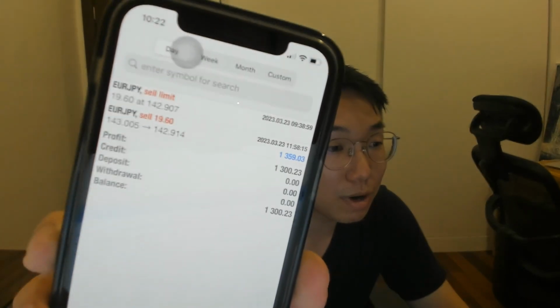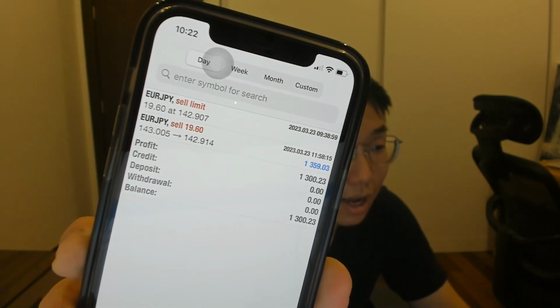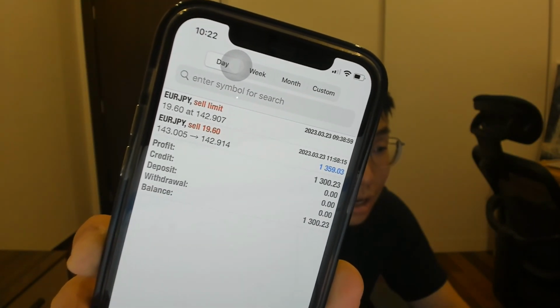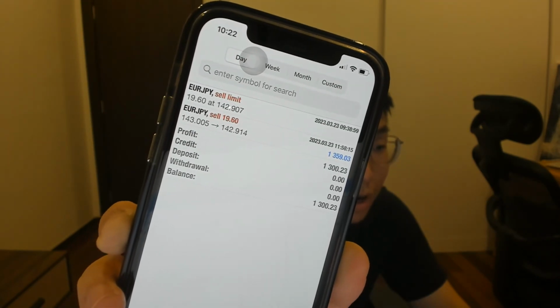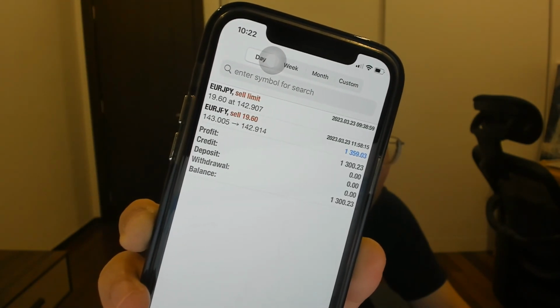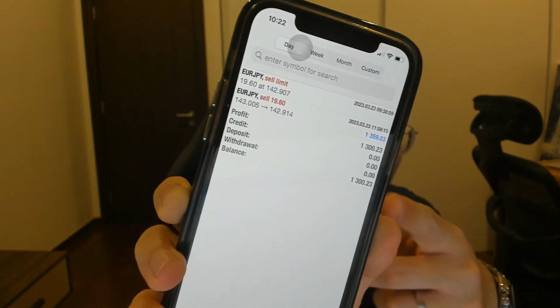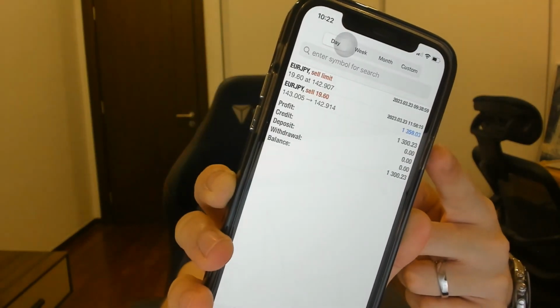So just again, a little bit of proof here. That's my first account. You can see I had a sell limit on Euro Yen, got triggered at 143.05, got out at 142.914, closed for about $1.3 thousand. So that's on the first account.